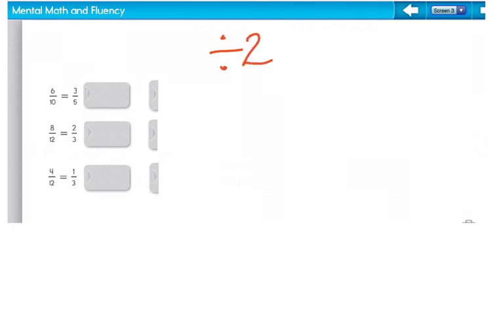You can also divide by the same number to get an equivalent fraction. What did they divide by in number 1, number 2, and number 3? Go ahead and pause the video.